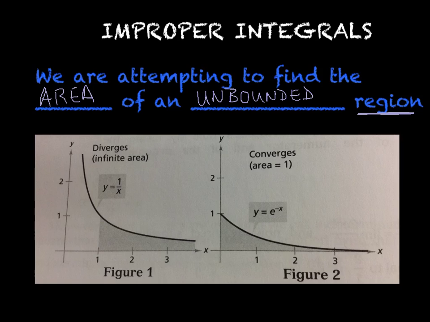Now I posed two here in these pictures. This first one is the integral from 1 to infinity of 1 over x. And the second one is the integral from 0 to infinity. The key that they have in common is that the upper bound on both of these is infinity, and both graphs are asymptotic to the x-axis. So logically, you'd think we'd get the same result. But you'll notice the first one actually diverges, whereas the second one actually converges.